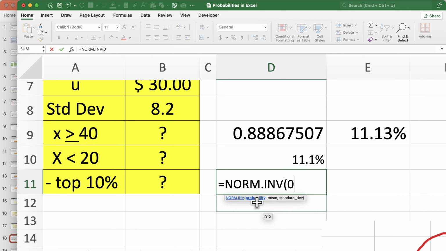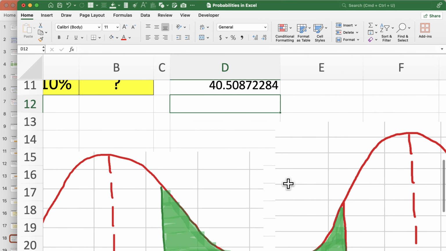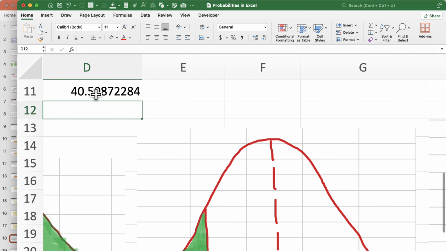So probability, we know it's 90% or 0.9, and then mean, that's 30, and then standard deviation is 8.2, and that gives us 40.5. It means that if a company has to be put in the top 10%, its stock price should be this one, 40.5.